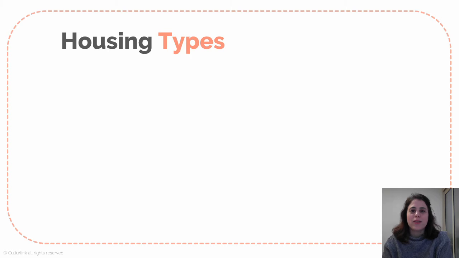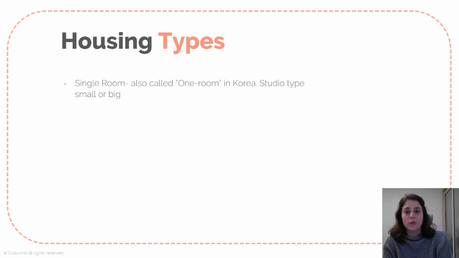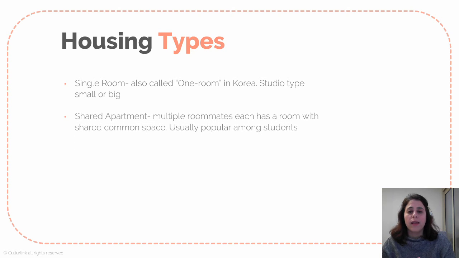So the first type of housing that we have is a single room, which is also called one room because it's just one room. It's a type of studio and it can be small or larger in size. Another option that we have is the shared apartment, in which case we will have different rooms to sleep in and a shared space such as the living room or the kitchen.